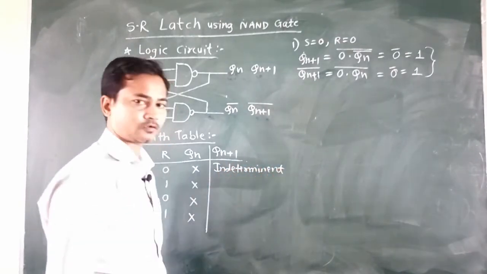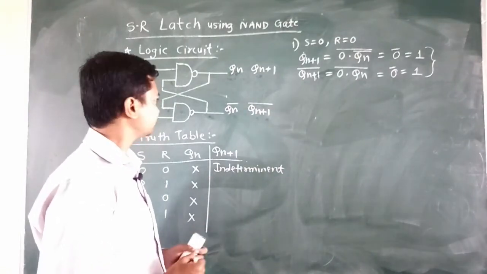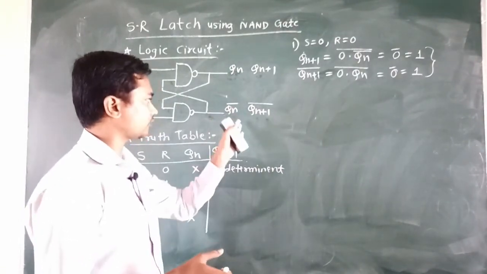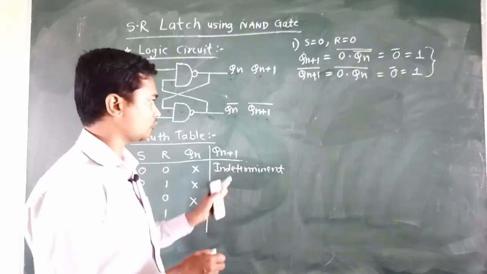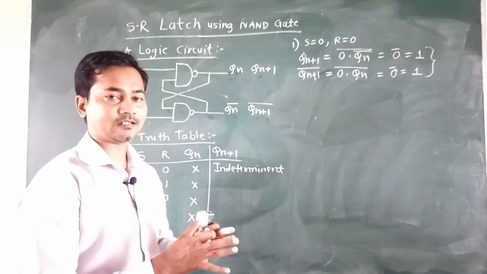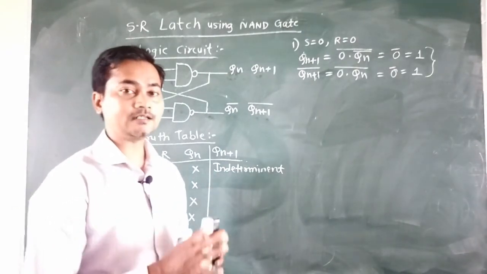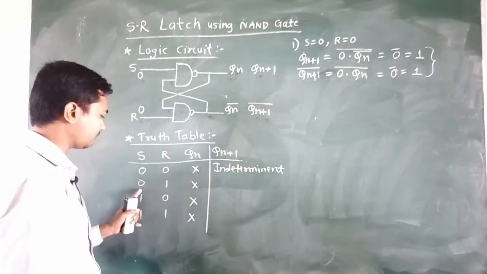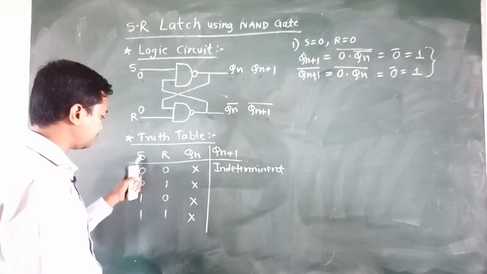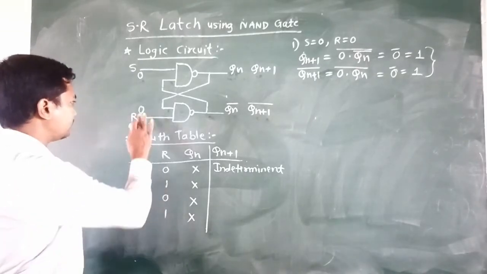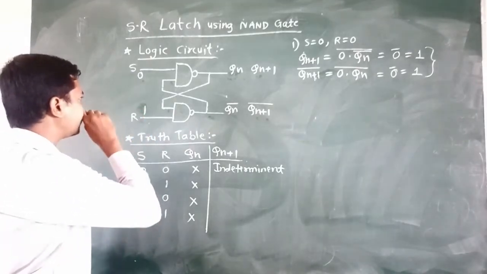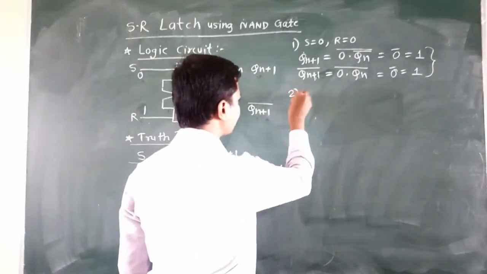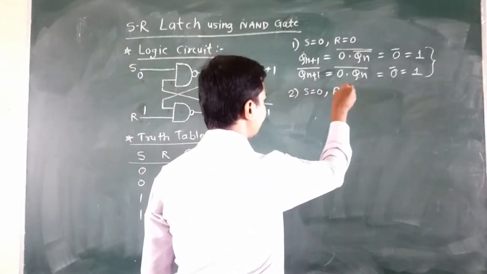Indeterminate. That means we don't have complementary outputs. If the outputs are the same, then this case is called the indeterminate state. Now coming to the second combination, that is S equal to 0 and R equal to 1. Now what will happen when S equal to 0 and R equal to 1?